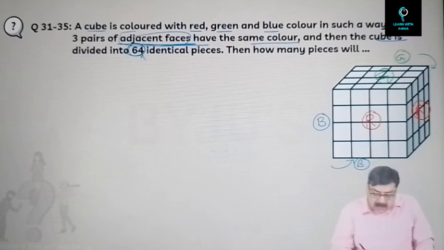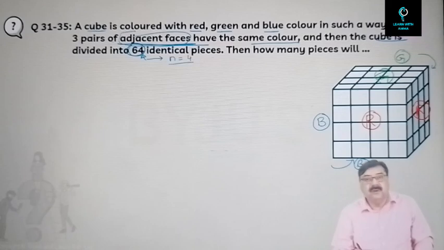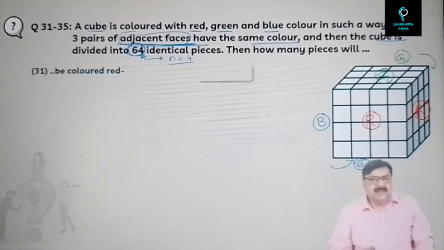And when the total number of pieces is given to you as 64, we should now immediately know that the value of n is 4. That is 4 pieces on each edge, in each row, in each column. Now look at the questions. The questions are the same, but the answers are not, because the arrangement has changed.